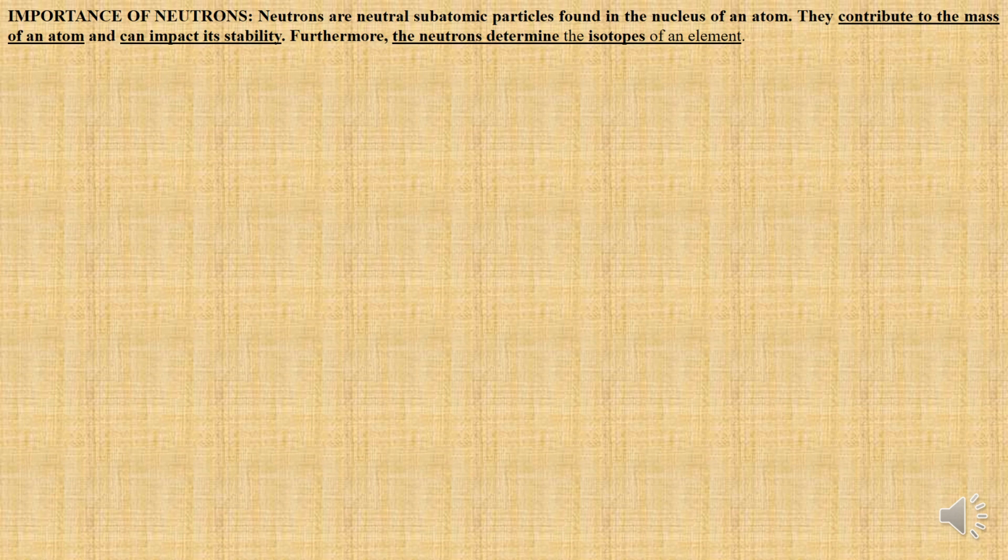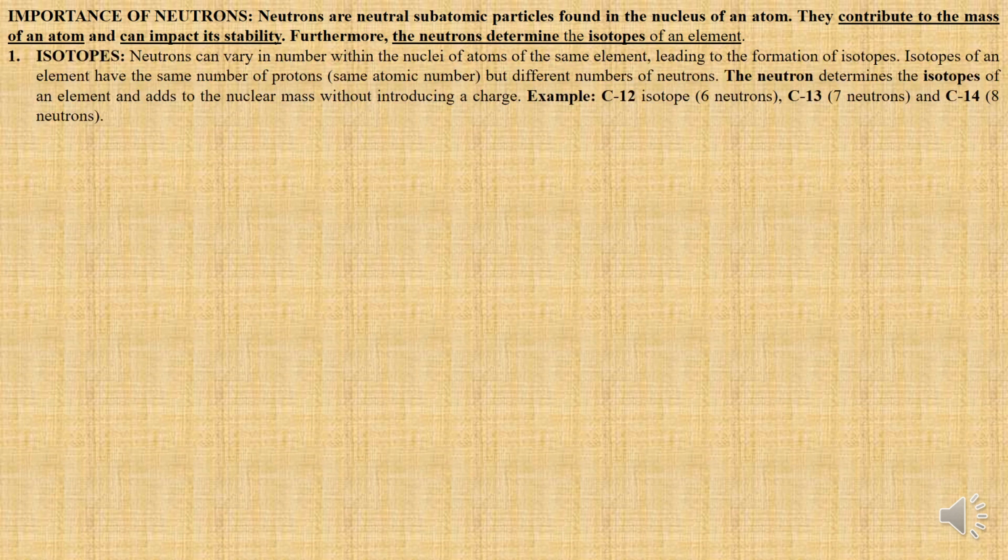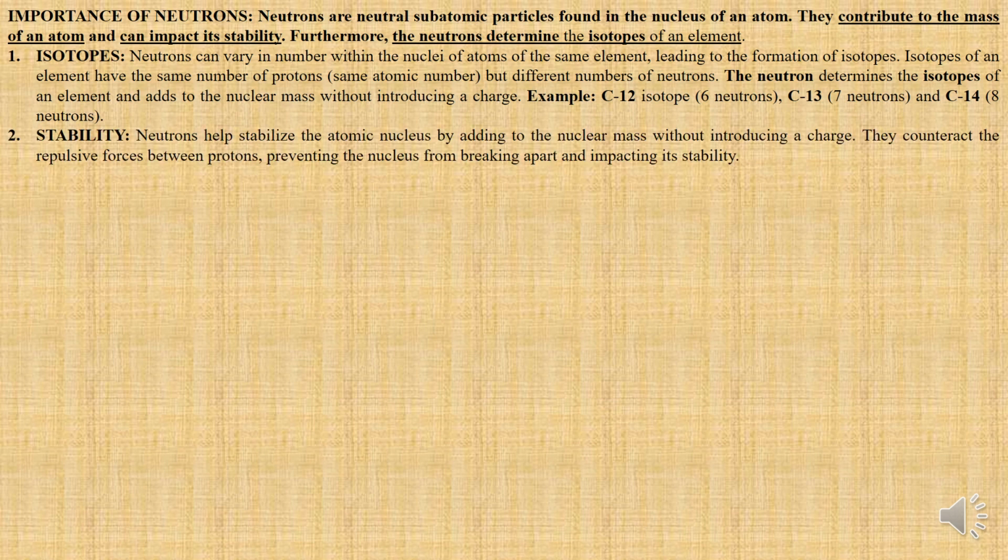Now moving on to the importance of neutrons. So what are neutrons? Neutrons are neutral subatomic particles found in the nucleus of an atom. They contribute to the mass of an atom and can impact stability. Furthermore, neutrons determine the isotopes of an element. Now neutrons, they play a vital role in determining the isotope of an element. And secondly, they also play a crucial role in stabilizing the atomic nucleus.